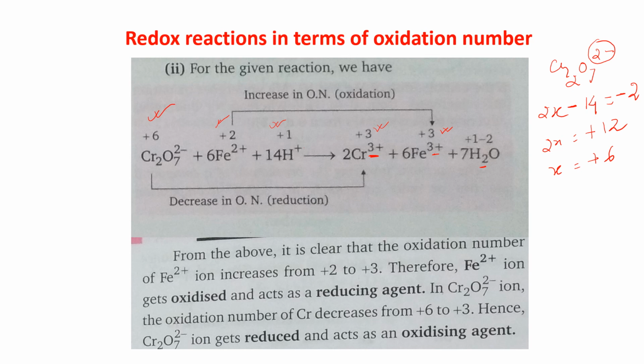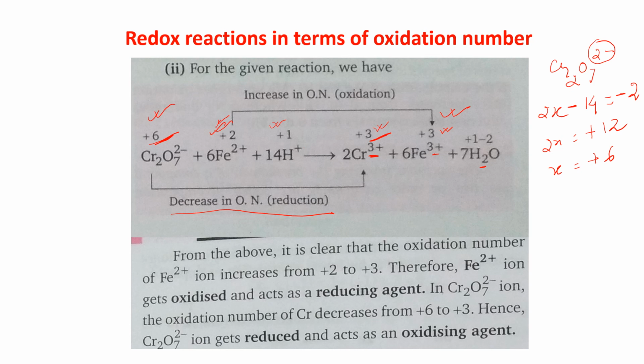Okay. Now see here, the chromium goes from +6 to +3. That means decrease in oxidation number, so it is reduction. Now Fe goes from +2 to +3. That means increase in oxidation number, so it is oxidation. Now the species which is undergoing oxidation is the reducing agent, and the species which is undergoing reduction is the oxidizing agent.